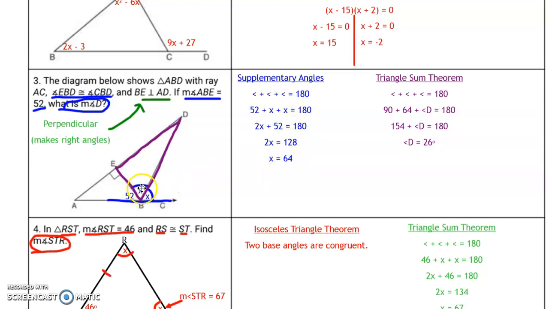Once we know that this value is 64, we know the triangle sum theorem takes this purple triangle and says, well, this angle here is 64. This angle's got to be 90 because it's on the other side of a 90-degree angle, and 90 plus 90 is 180. So now we're trying to find angle D, which, after a couple of steps here, we get angle D is equal to 26 degrees.